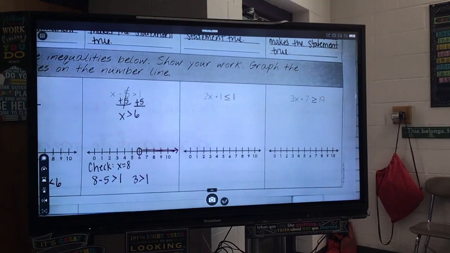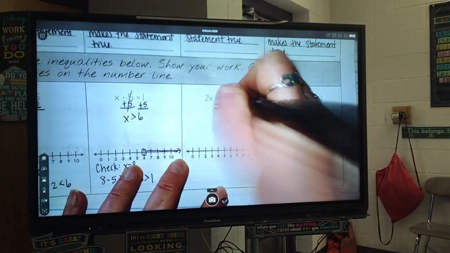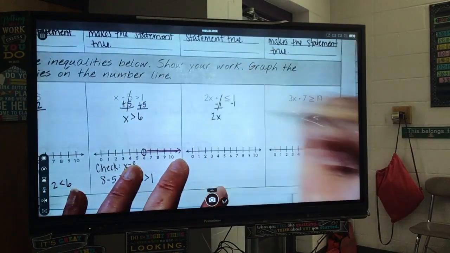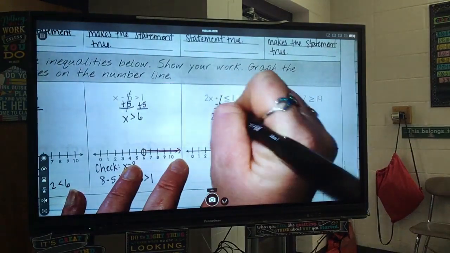No. Can't divide it by 2 yet. You always get rid of the number that's not connected to the variable first. Want to try it again? Let's subtract by 1. Yes. So we're going to subtract by 1 here, subtract by 1 here. Then we're going to bring everything down. So 2x is less than or equal to 10.